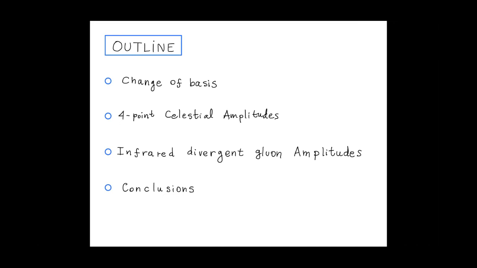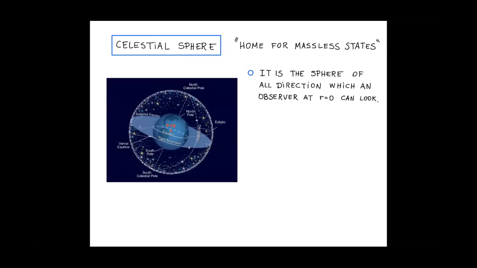up giving some conclusions. So the celestial sphere, loosely speaking, is just the home for massless states, but you are more familiar with it when you see the sky at night. It's made at a fixed time. It's all the light that comes to you when you are observing the sky. So they are the stars that are very, very far away from Earth.